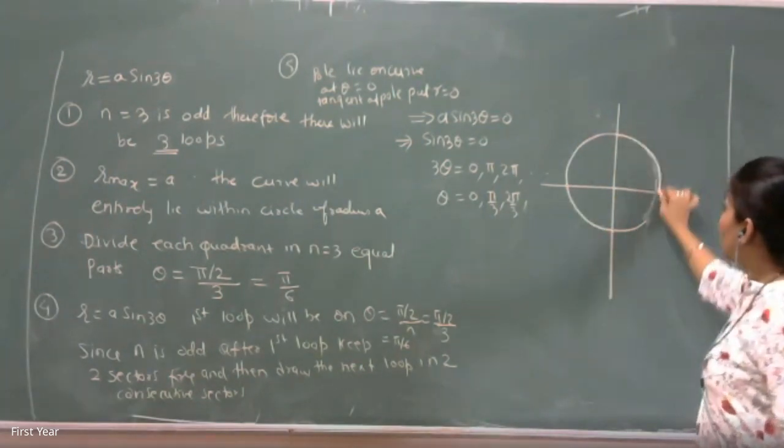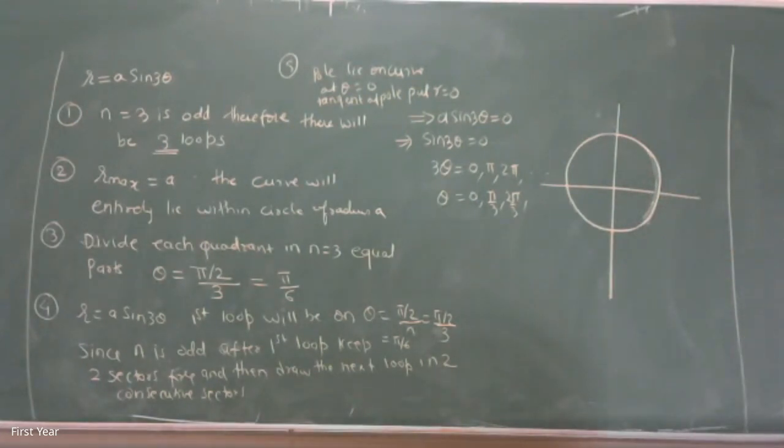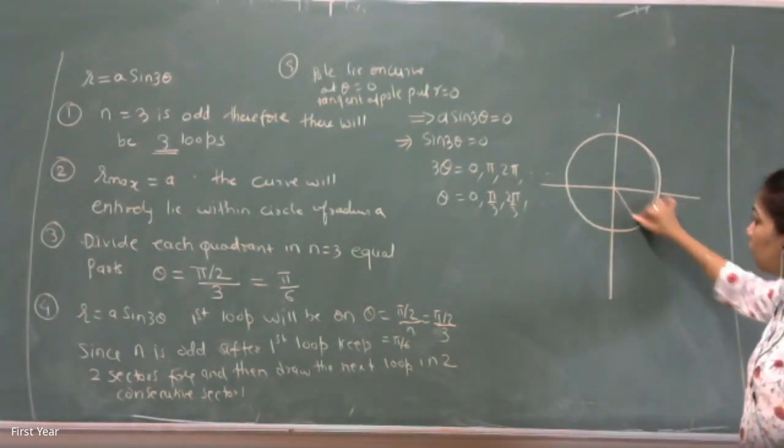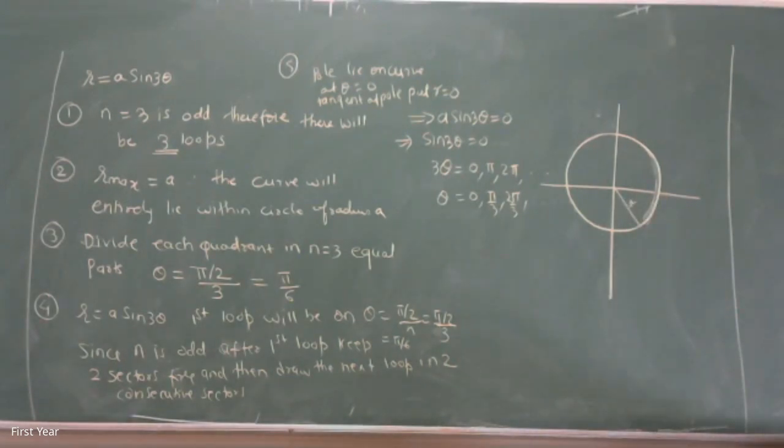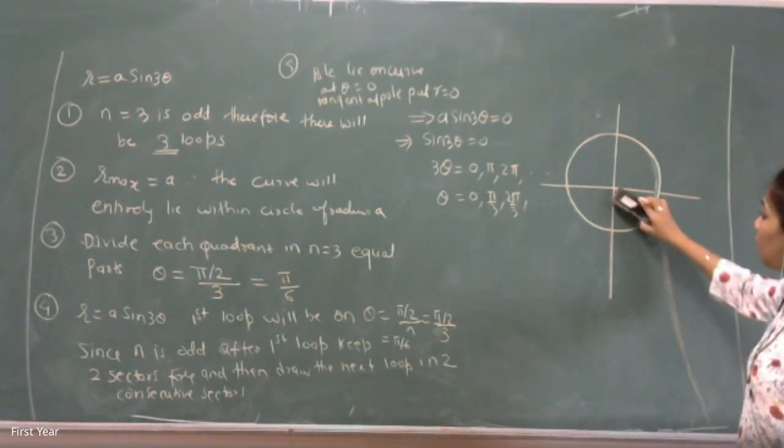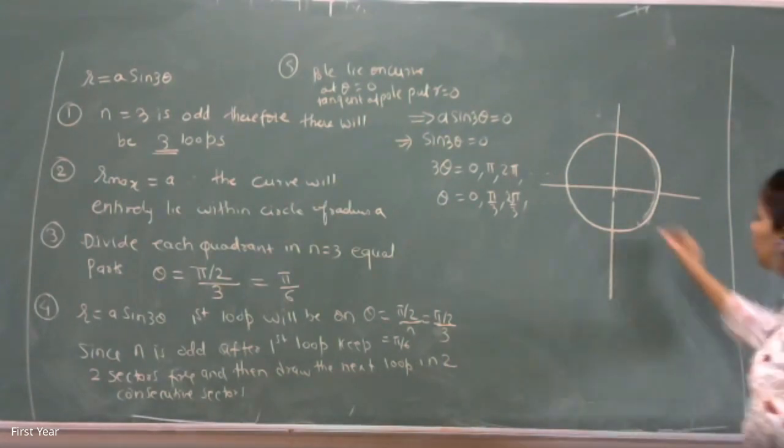So let me try to draw a circle. So this radius is a. Okay, this is a. Now we have to divide each quadrant into how many parts? 3 parts. So what are those 3 parts?